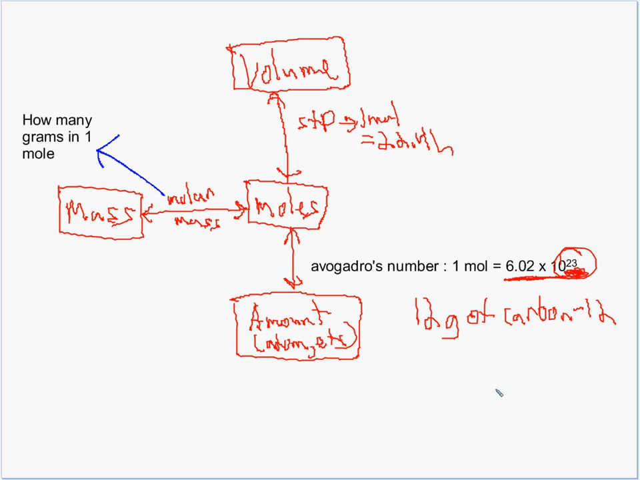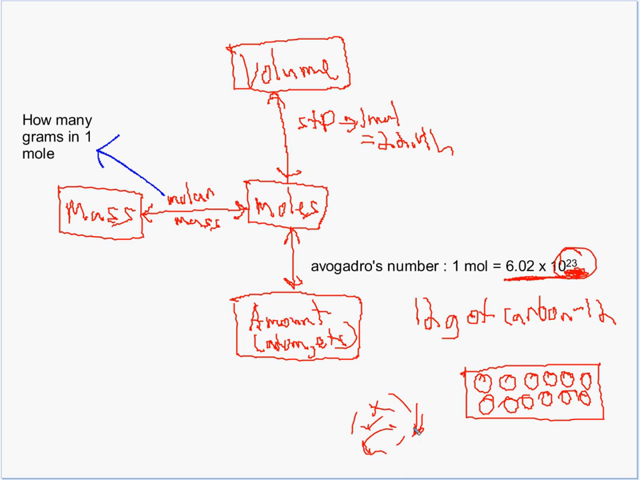It's just a number to count things, like a dozen donuts. Why don't we just all say 12 donuts? I don't know. 12 donuts. See, there's 12 donuts. But instead, we just call this whole thing 1 dozen. Right, so that's the same thing we're doing for atoms, except it would take me forever to actually draw 1 mole, 6.02 times 10 to the 23rd. It would take forever. That's why we use scientific notation.